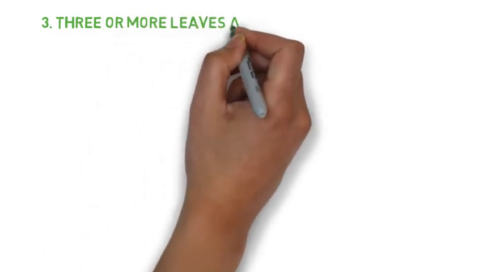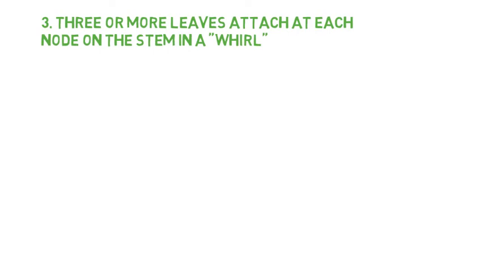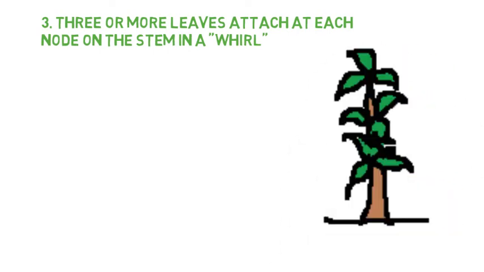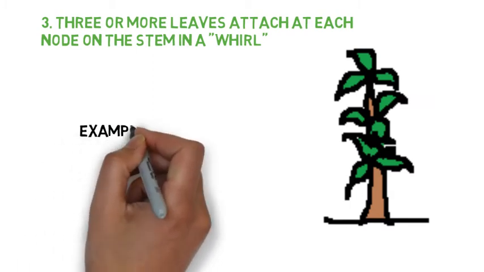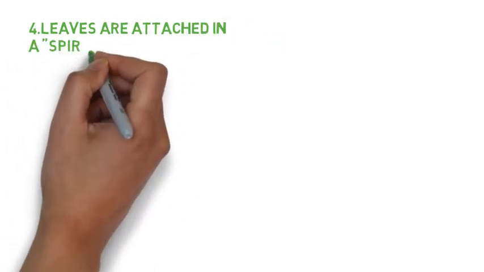3. Three or more leaves attached at each node on the stem in a row. Example, devil tree. 4. Leaves are attached in a spiral manner.